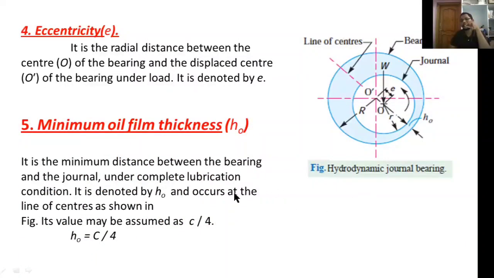Now minimum oil film thickness, that is H naught. Here this one is H naught. The gap between the shaft and bearing is called clearance. Here minimum oil film thickness is equal to minimum clearance.